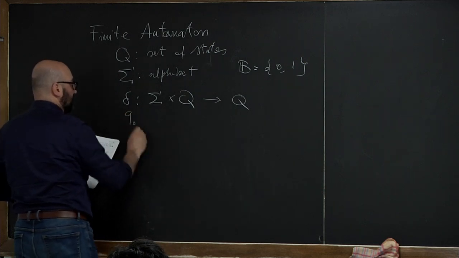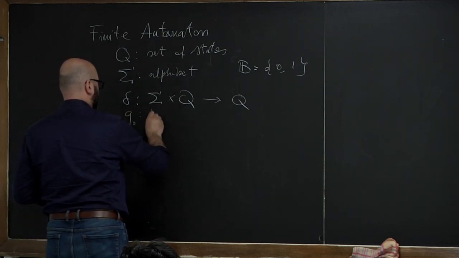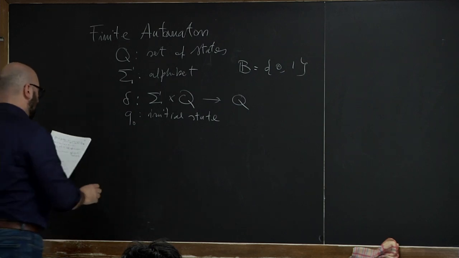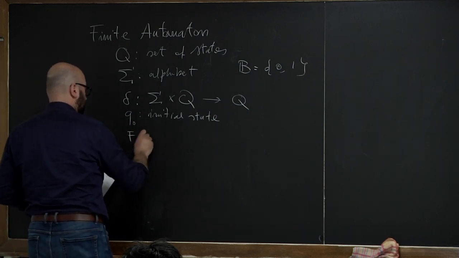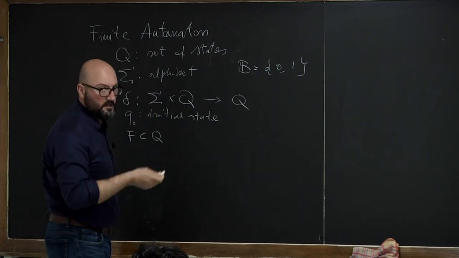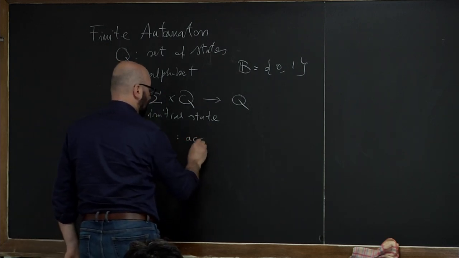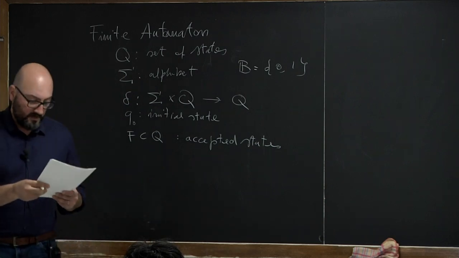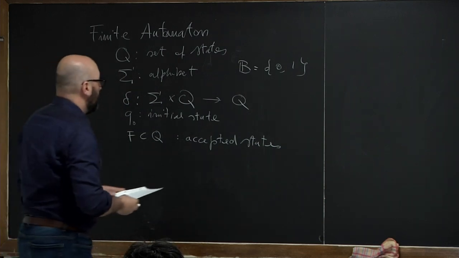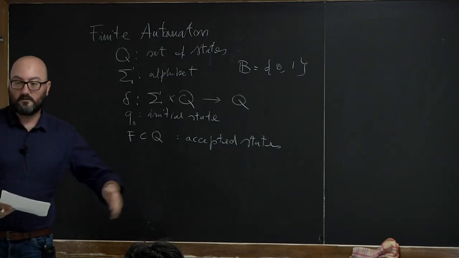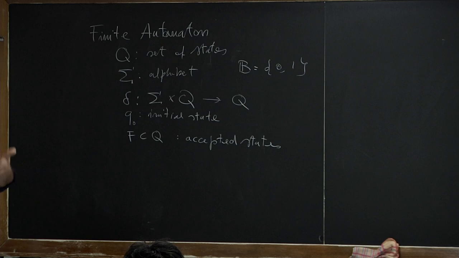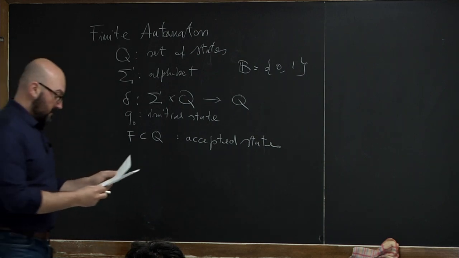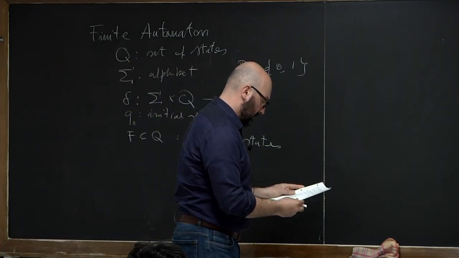And then there are some special states. There is an initial state Q0. And there is a subset of states, but you can even think of one of them, which are called accepted states. So if at the end of the computation my automaton is in one of the accepted states, my string is accepted. It is said to be part of the language of the automaton. Okay?